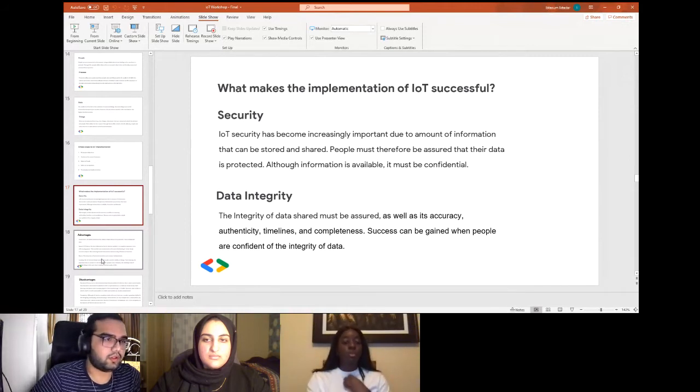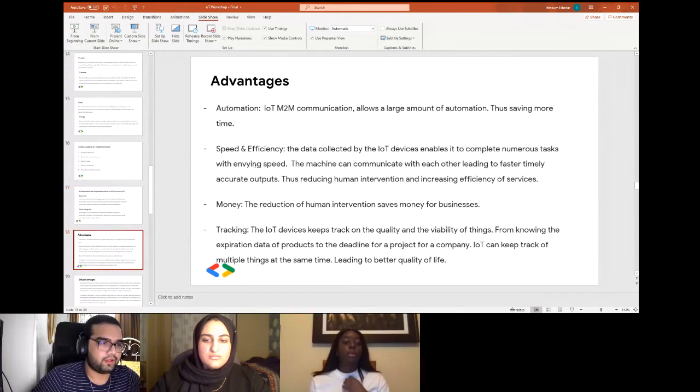We'll be moving on with the advantages and disadvantages of IoT. All right, so the advantages and disadvantages of IoT devices. With IoT, obviously you can have a lot of automation due to the machine-to-machine communication, and you can automate a lot of stuff, thus saving more time.